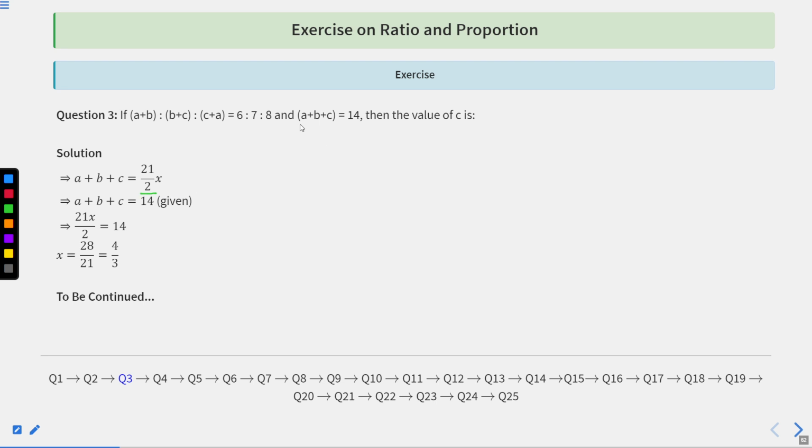And it is given that A plus B plus C is equal to 14. So this information is provided to us in the question. So that means 21x upon 2 is equal to 14, so x is equal to 4 upon 3. Now since x is obtained, we can use it to find the value of C. So A plus B is equal to 6 times 4 upon 3, that is 8. It is also given that A plus B plus C equal to 14. So you have the value of A plus B, and you can find the value of C. So C will be equal to 14 minus 8, that is equal to 6. So the correct option here will be option number A.